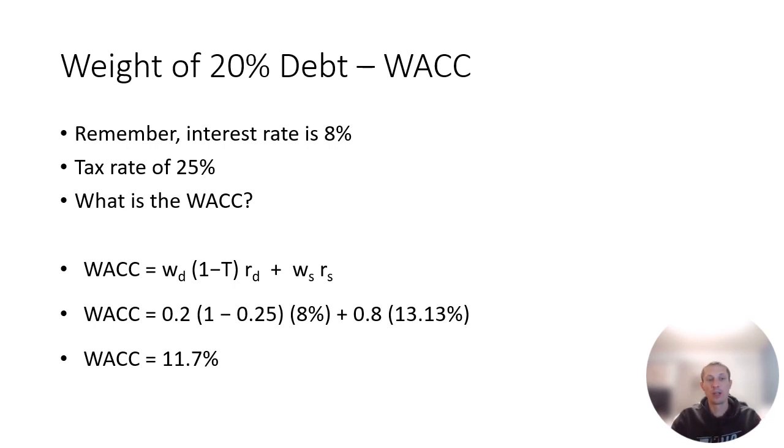All right, when I plug in our weight of debt, 0.2 times 1 minus 0.25, right, 1 minus our tax rate, times our cost of debt of 8%, plus 0.8 times 13.13%, we get a weighted average cost of capital of 11.7. So I hope you were able to get that particular answer.